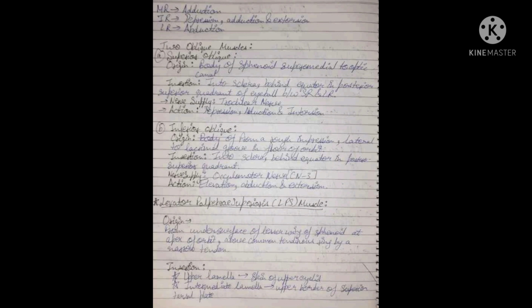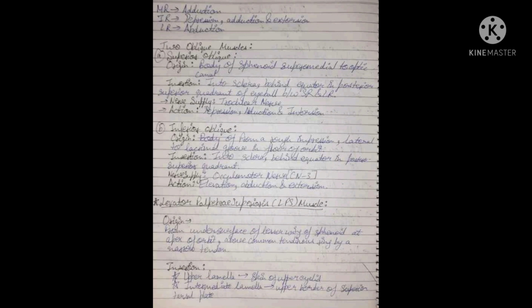Now we will talk about the 2 oblique muscles, which are superior oblique and inferior oblique. The superior oblique has origin from body of sphenoid superomedially to the optic canal. Insertion into sclera behind equator in posterior superior quadrant of eyeball between superior rectus and lateral rectus. It is supplied by the trochlear nerve, and it has action as depression, abduction and intorsion.